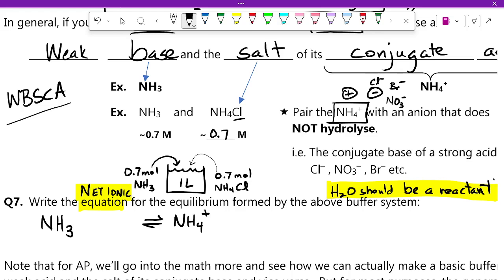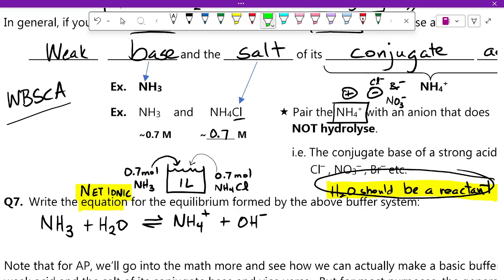And remember, we want water to be a reactant. So if we put NH3 on the left and we make water a reactant, then we get NH4 plus. Who is our other product? OH minus. And bear in mind that your charge on both sides should be equal. It's a total of 0 charge on the left and a total of 0 charge on the right because you have a plus and a minus.